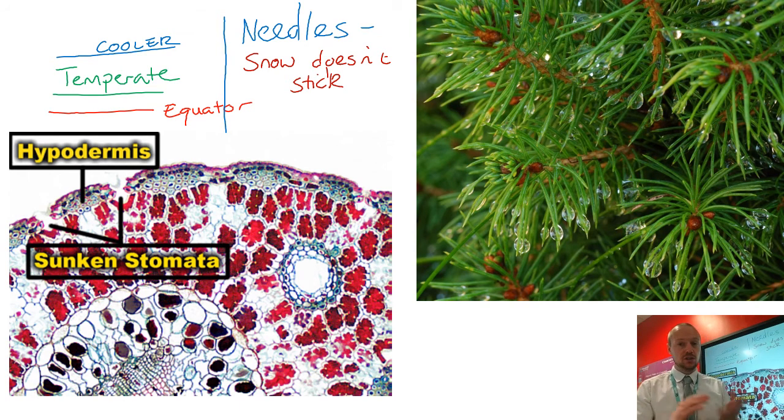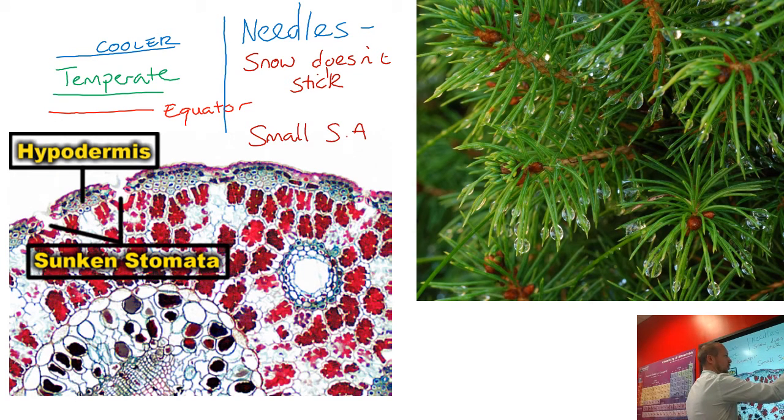Another reason is that for much of the year these trees live where there's no liquid water because it's snow or ice. So again, they are adapted to not lose water. They have needles, so they have a small surface area, and they don't lose much water through evaporation.